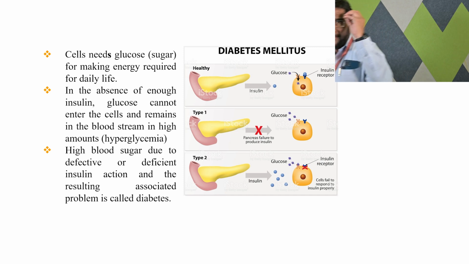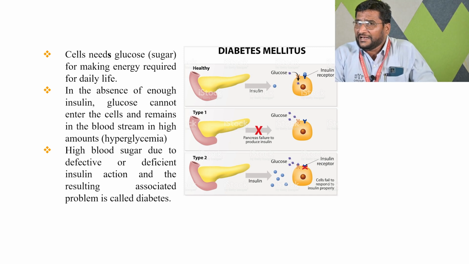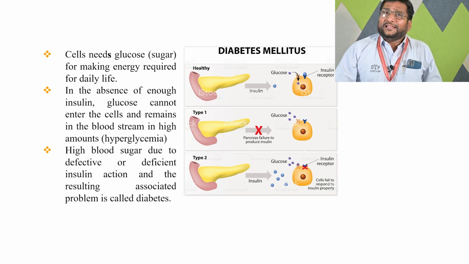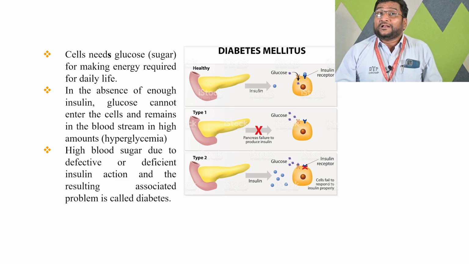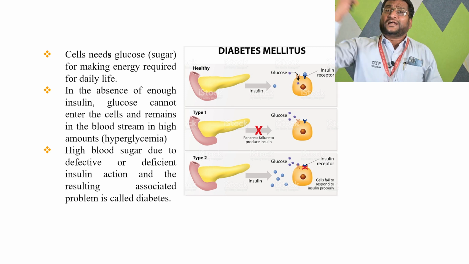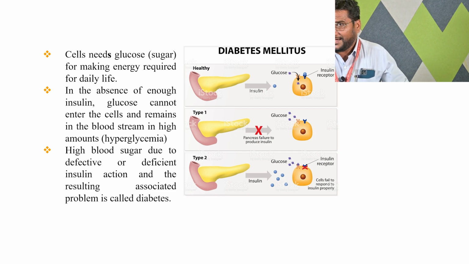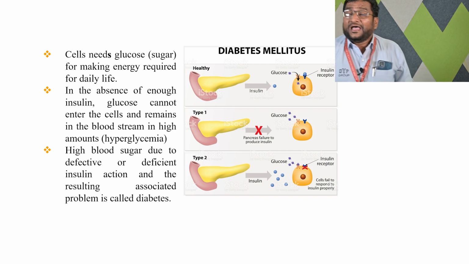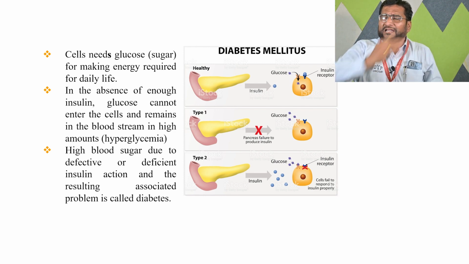In case of type 1, it is also called insulin dependent diabetes mellitus, and in type 1 there is absolute deficiency of insulin. That's why in the absence of enough insulin, glucose cannot enter inside the cell and remains outside the cell, that is in the bloodstream in high amounts, and this condition is called hyperglycemia. So in type 1 diabetes mellitus, there is absolute deficiency of insulin, and generally 5 to 10% of cases are type 1 diabetes. It's genetically inherited.